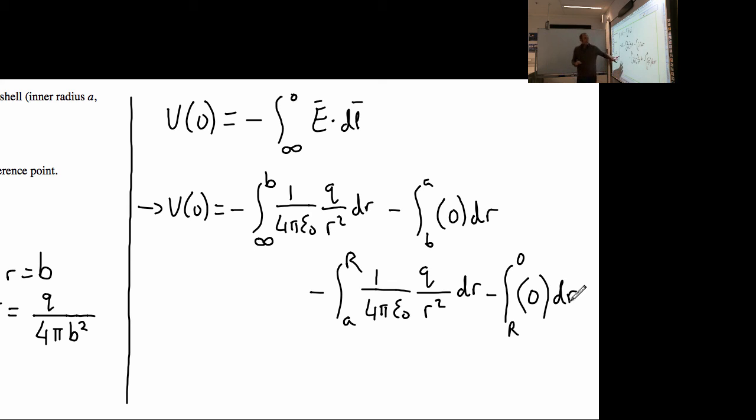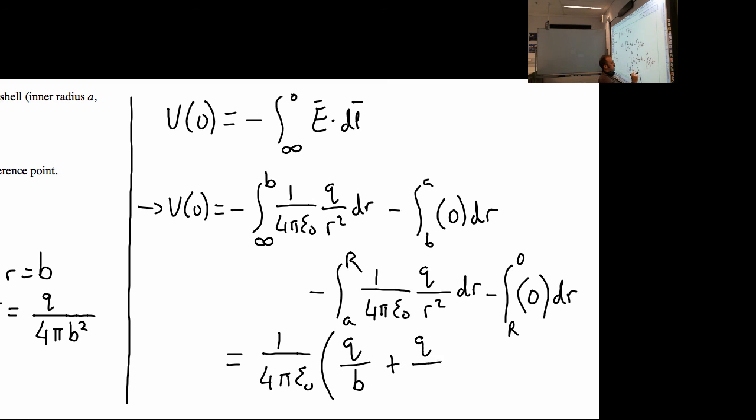Now, whenever we work out these integrals, what we're going to find is that our potential is going to work down to 1 over 4 pi epsilon naught times (Q over b plus Q over R minus Q over a). And that's our final answer.